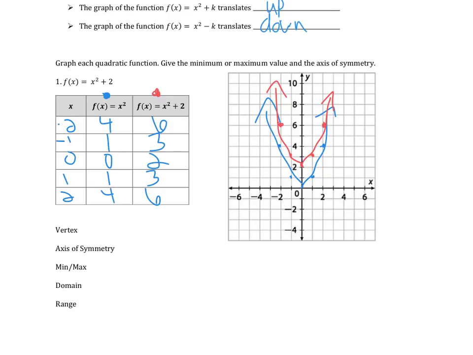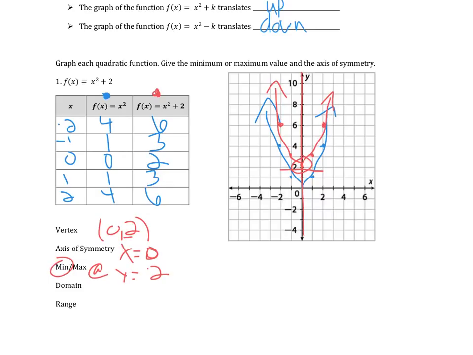So that changes a few things. Like first, our vertex now is at 0, +2, because now it's that location there. Our axis of symmetry is still x equals 0 because it goes through the x coordinate of our vertex. Now our graph is opening up, so we have a minimum at y equals 2 this time because that is our lowest value right here. It's also our y coordinate of our vertex.